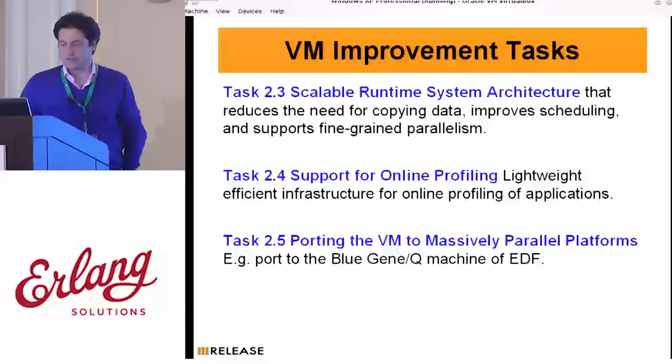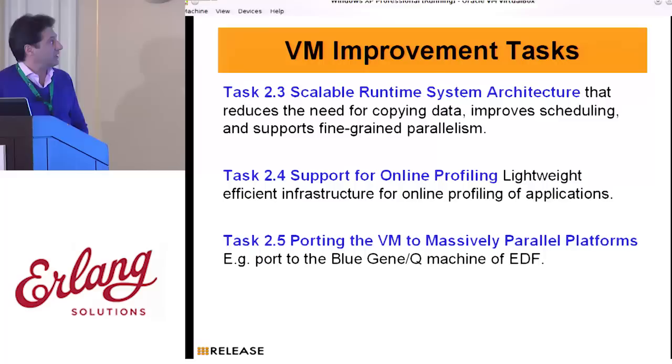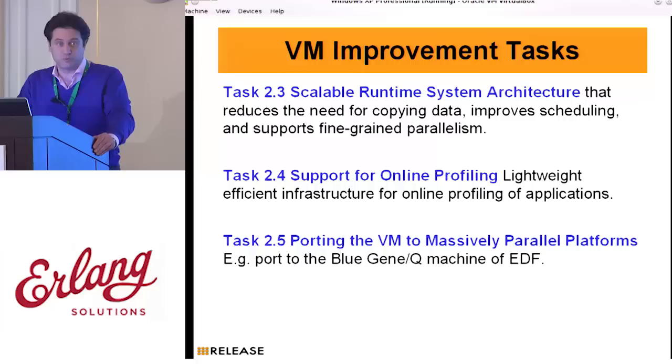Then we are extending the runtime system to be more scalable in ways that reduce the need for copying data, improve the scheduler, and the schedulers have been improved over the latest releases, and also support fine-grained parallelism. We are building some tools for online profiling. In particular, we've done quite a lot of work on DTrace support that exists already in OTP. In case you did not know about it, it is already there. And more is coming, I think. And we are porting the VM to massively parallel platforms, as I said.